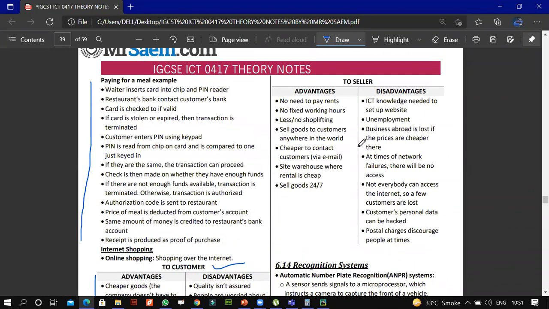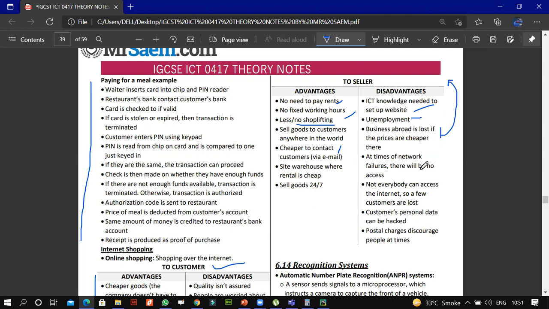Then we have the seller. Obviously, there are lots of advantages to the seller, from not paying rent and no fixed working hours. Clients can work anytime, no shoplifting. It's cheaper to contact the customers. But if you look at the disadvantages, obviously you need a website. It will lead to unemployment as well. Business abroad is lost, the prices are cheaper. It can have a lot of effect. You might order things directly from China.